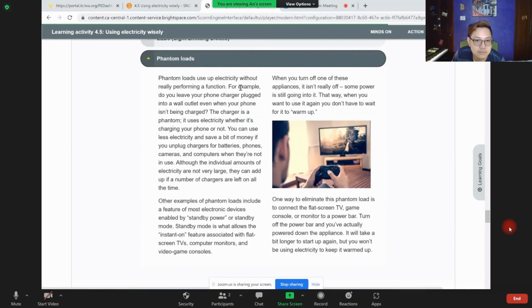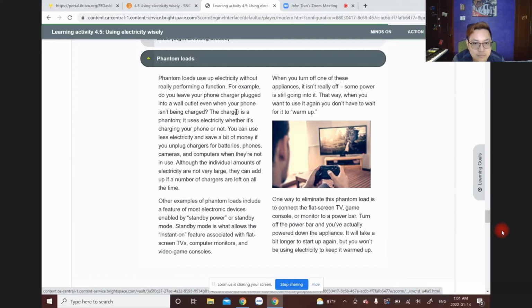Performing a function. For example, do you leave your phone charger plugged into a wall outlet even when your phone isn't being charged? The charger is the phantom load. It uses electricity whether it's charging your phone or not. You can use less electricity and save a bit of money if you unplug the chargers for batteries, phones, cameras, and computers when they're not in use. Although the individual amount of electricity is not very large, it could add up with a large number of chargers left on all the time.